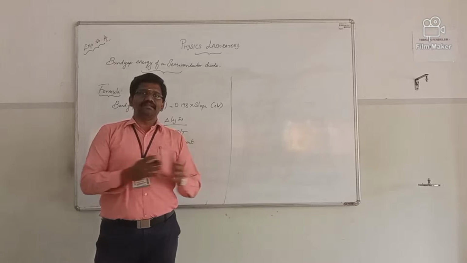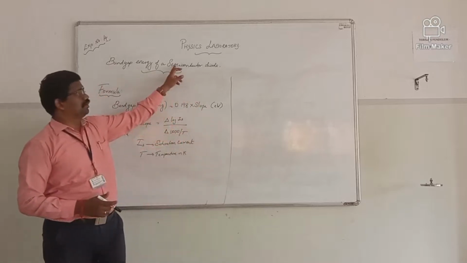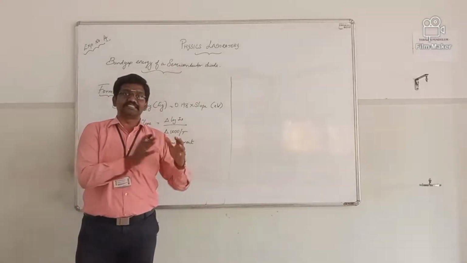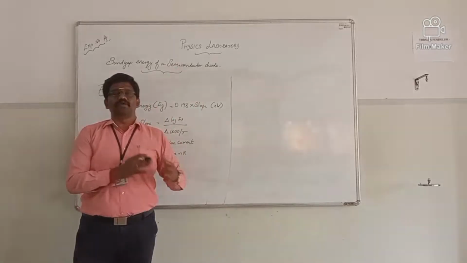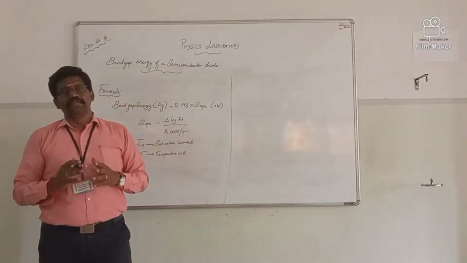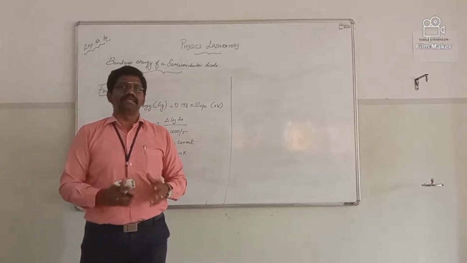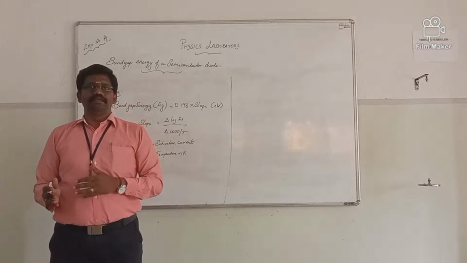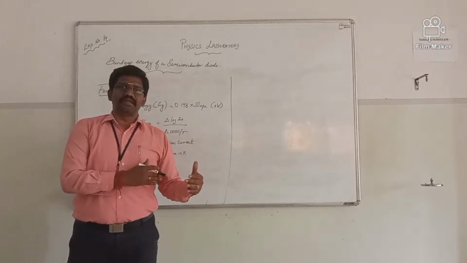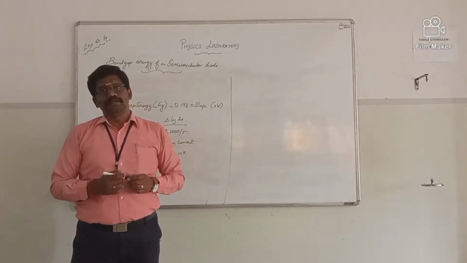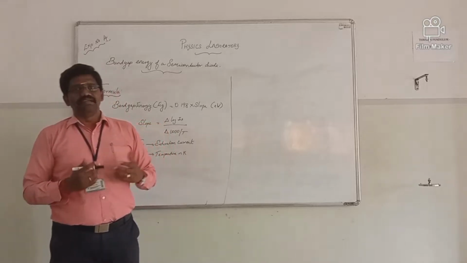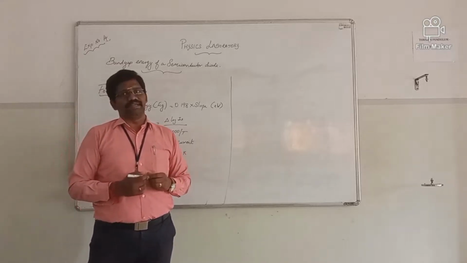Between the conductor and the insulator lies the semiconductor. As the name itself indicates, it is a partially conducting material. They neither behave as a good conductor nor as a bad conductor. So that is what is called a semiconductor. Examples: germanium and silicon are semiconductors.